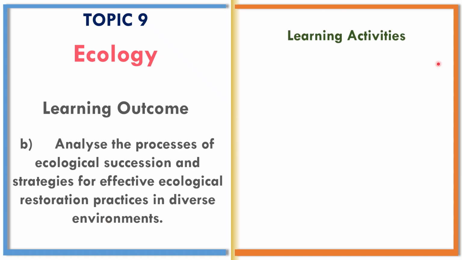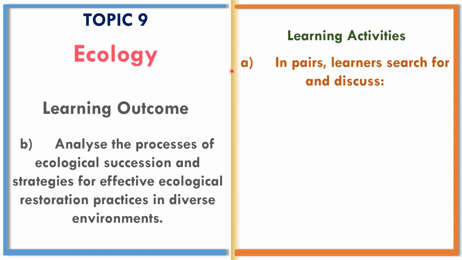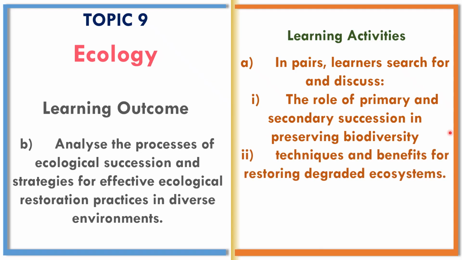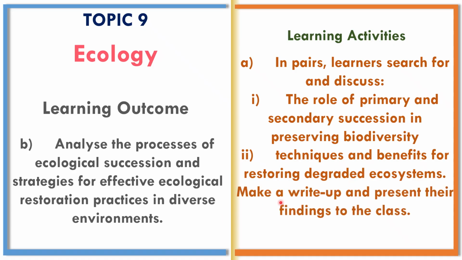We are looking at learning activity A. In pairs, learners search for and discuss the role of primary and secondary succession in preserving biodiversity, techniques and benefits for restoring degraded ecosystems, make a write-up and present their findings to the class.